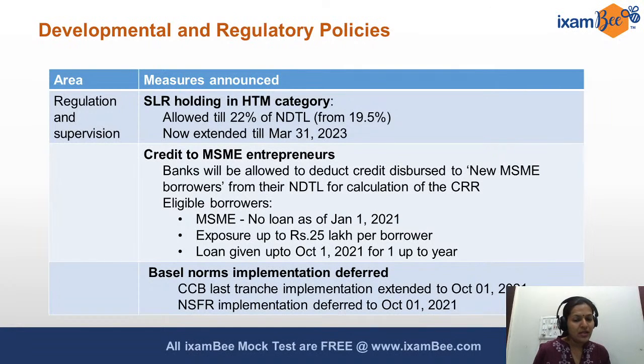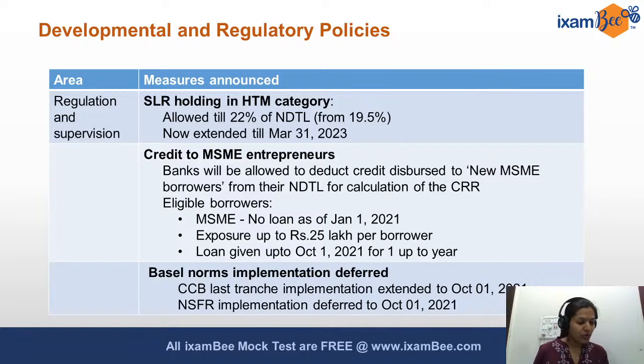This has been extended from last year. It was supposed to get implemented by 1st April 2021. It is unlikely to happen because the banks are still suffering and struggling for capital. So the RBI has further extended it by 6 months, and now the implementation date has been extended to October 1, 2021. Okay, and for the NSFR, net stable funding ratio.